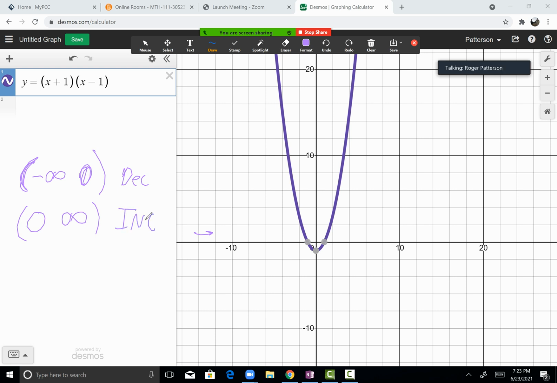So you can think of it as falling and rising. Falling is decreasing, rising is increasing. You're always going to go left to right. Always go left to right. So that's how we would write that. You don't have to worry about saying, oh, at 0 it's constant. We're not going to worry about that. So right now, that's all we're talking about: this is called intervals of increasing or decreasing.